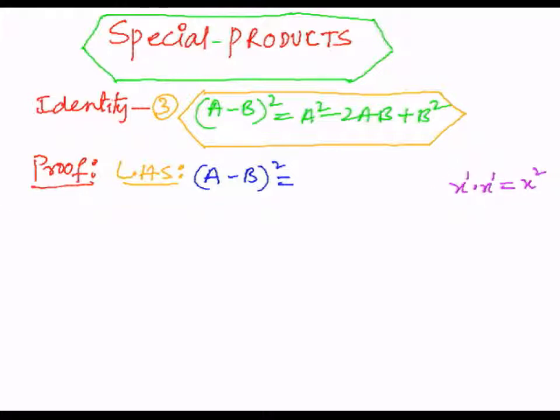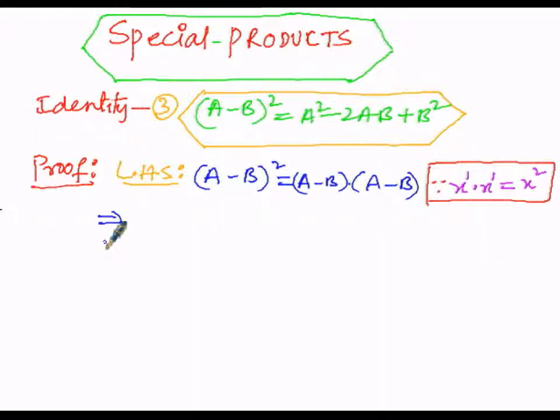Based upon this reason, since x square equals x into x, we can write (a minus b) whole square as (a minus b) into (a minus b). So, we have split (a minus b) whole square as (a minus b) into (a minus b) as per this reason.